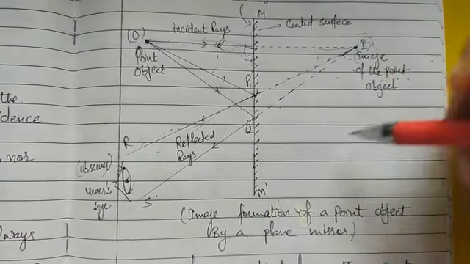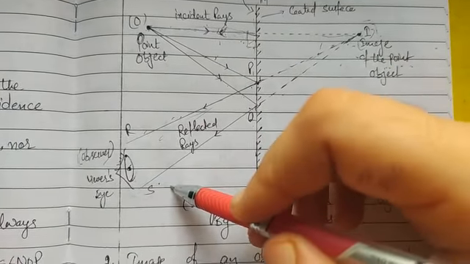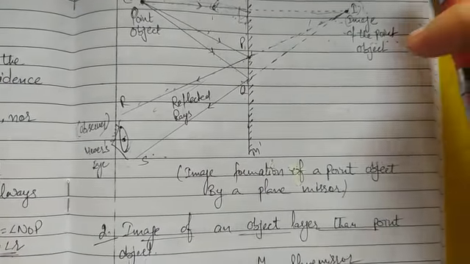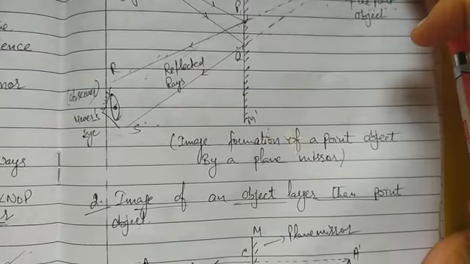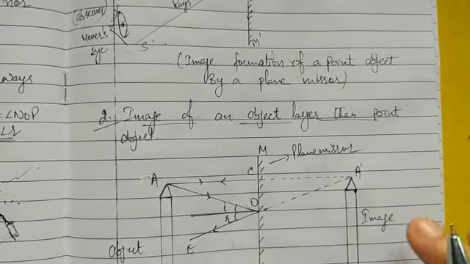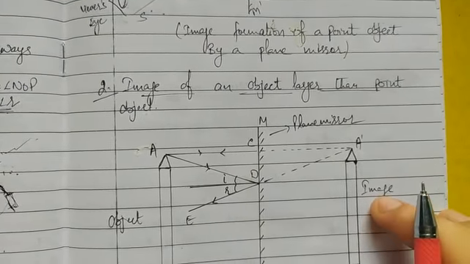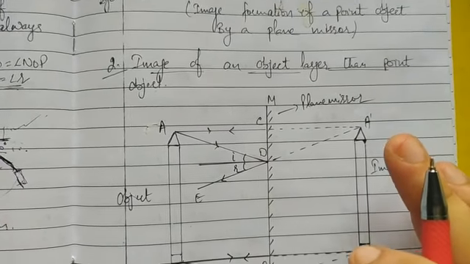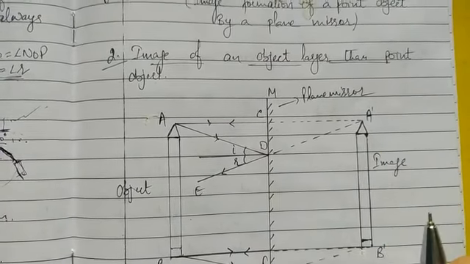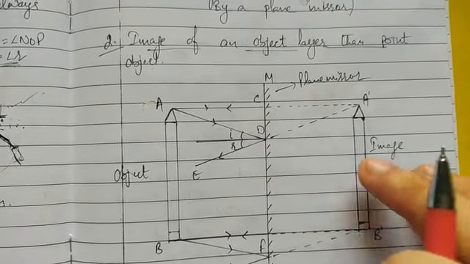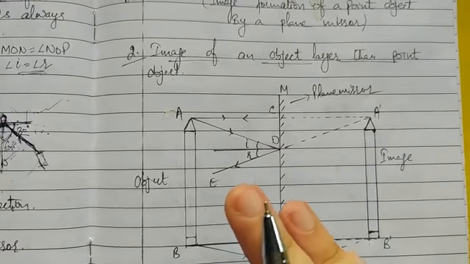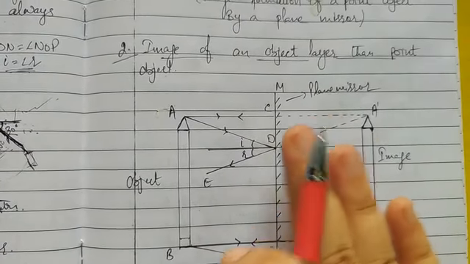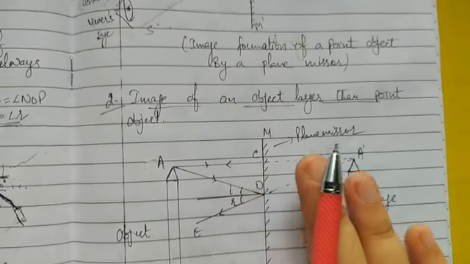So this is the image of the point object, and here the observer will see the image of the point object. This is the way you can draw a ray diagram, or the image formation of a point object formed by a plane mirror. Next is the image of an object larger than the point object. In the book there is the image formation of ourselves: if we stand in front of the plane mirror, then our image will be formed behind the plane mirror.